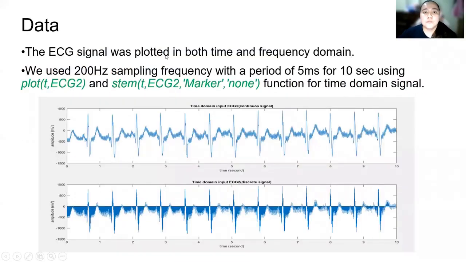So the ECG signal was plotted in both time and frequency domain. We used 200 Hz sampling frequency with a period of 5 milliseconds for 10 seconds using this and also this function for the time domain signal. So below is the time domain input ECG2 in continuous signals and also time domain input ECG2 in discrete signals.